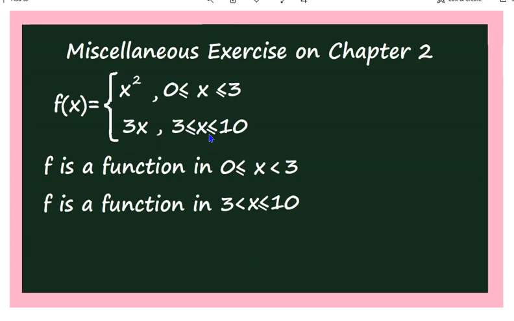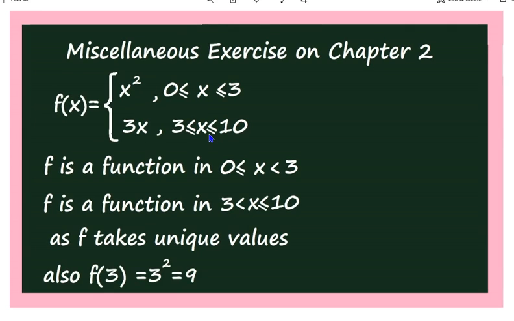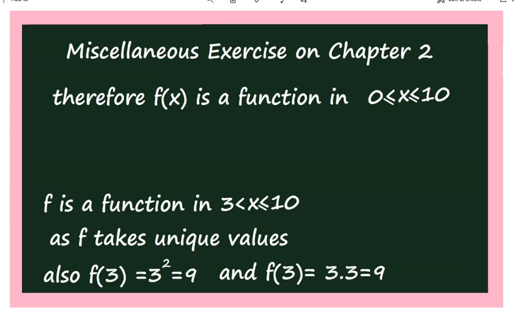And what about at x equal to 3? Just check here. f of 3 is equal to 3 square is equal to 9, and f of 3 is equal to 3 into 3 is equal to 9. At x equal to 3, even though it is defined in different ways, the image is the same here. Therefore, even though it is defined in different ways, the values are the same. Therefore f is a function in 0 to 10.